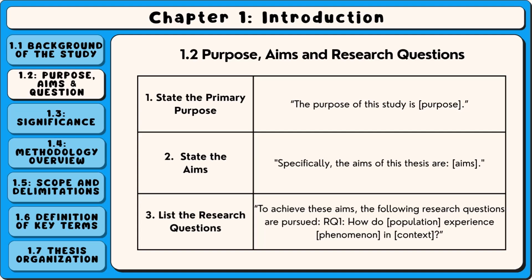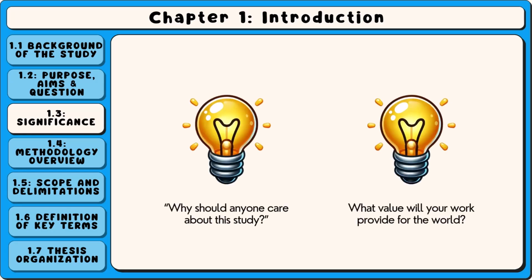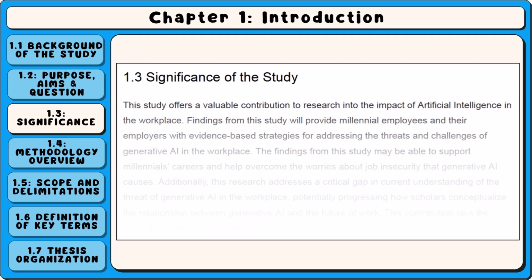To summarize, you want to state the primary purpose of the study, the aims of the study, and then list the research questions. Section 1.3 covers the significance of the study. Questions you could ask in this section include, why should anyone care about the study? And what value will your work provide for the world? By the end of this section of the video, you should be able to write a piece similar to the sample you see on the screen.